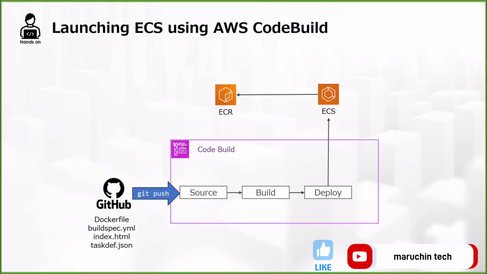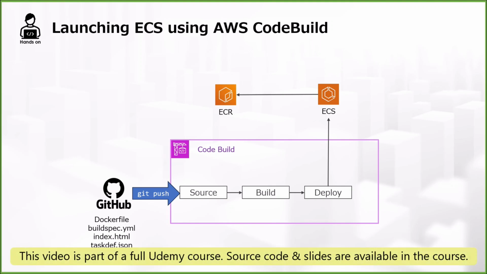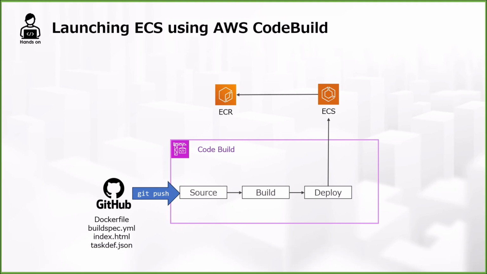Let's do a hands-on for the AWS CodeBuild. In this hands-on, we will use the CodeBuild project to run a containerized application using the Docker file and the buildspec.yml file from the GitHub. And we will use the GitHub as the source repository and integrate the CodeBuild with the Amazon ECS.